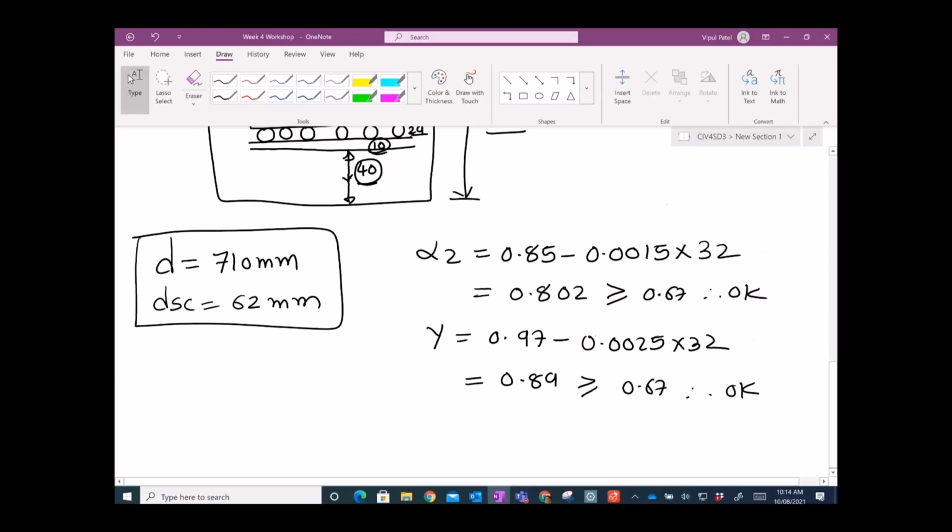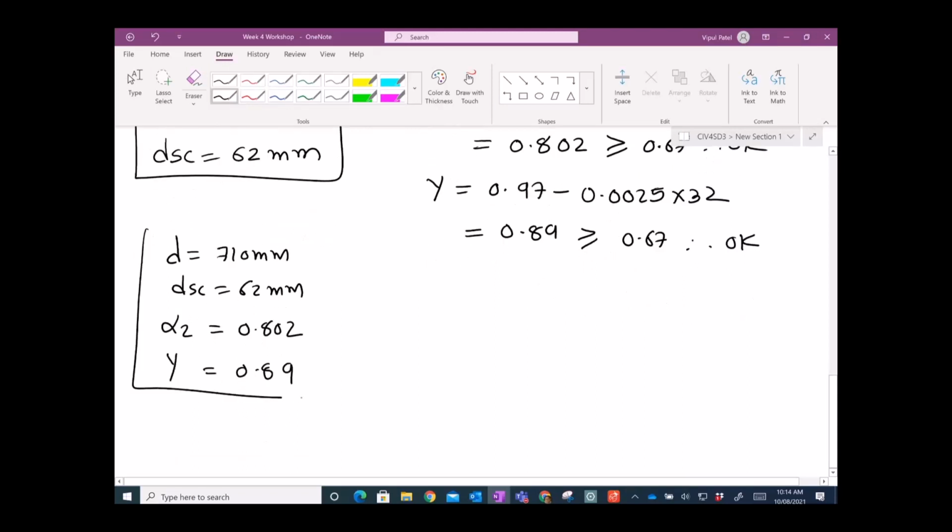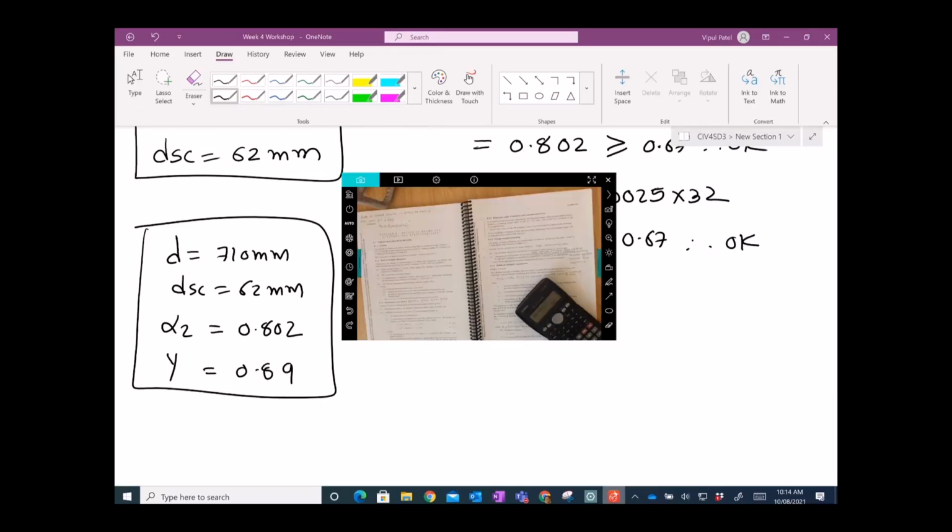I will show you for completeness that D equal to 710 millimeters, DSC is 62 millimeters, alpha 2 is 0.802, gamma is 0.89, right? So that's here where it is.